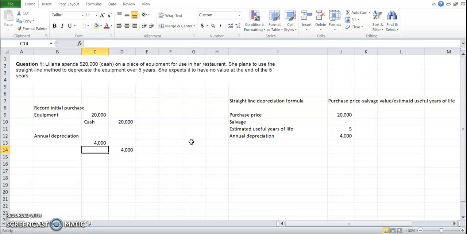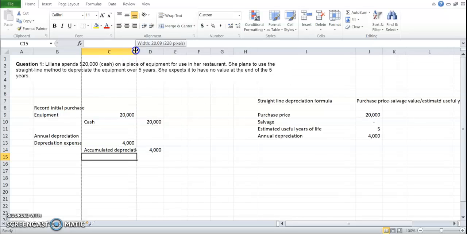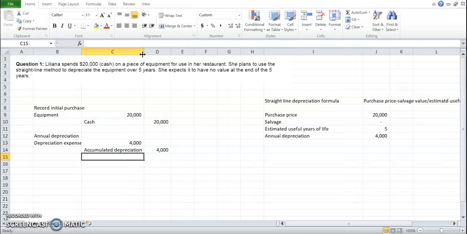Now, what accounts are these going to be? These accounts are always going to be the same. The numbers will be different, but anytime you record depreciation, the same two accounts are always used. So this is going to be depreciation expense, and this is going to be accumulated depreciation. Accumulated depreciation shows up on the balance sheet, and in future videos we'll talk about that. But for now, just remember, depreciation expense shows up on the profit and loss, and accumulated depreciation shows up on the balance sheet.